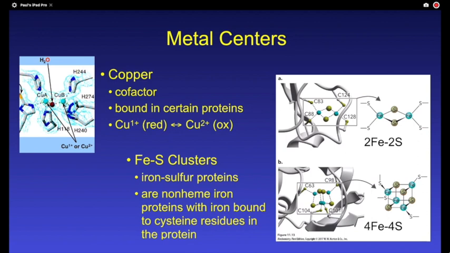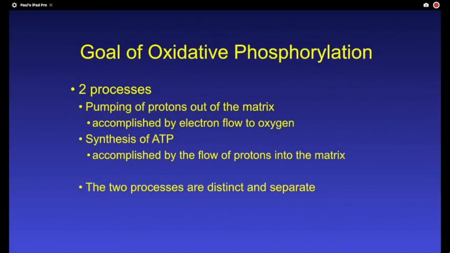So these are places that electrons can be carried. The goal of oxidative phosphorylation is two separate, distinct processes. The first is to pump out the protons and create water to make sure that the electrons go to oxygen. The second, which is separate and distinct but in the same membrane system, is the synthesis of ATP by allowing that proton gradient to flow back into the matrix.